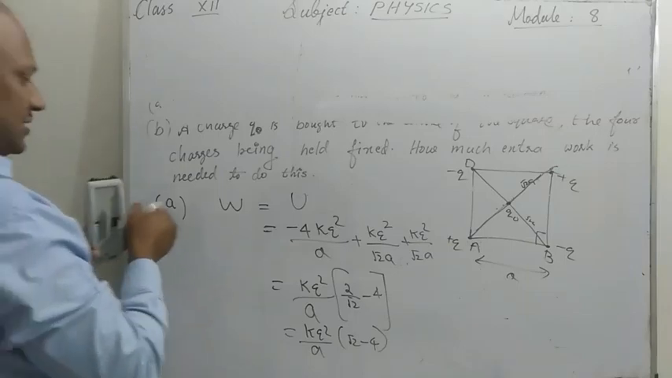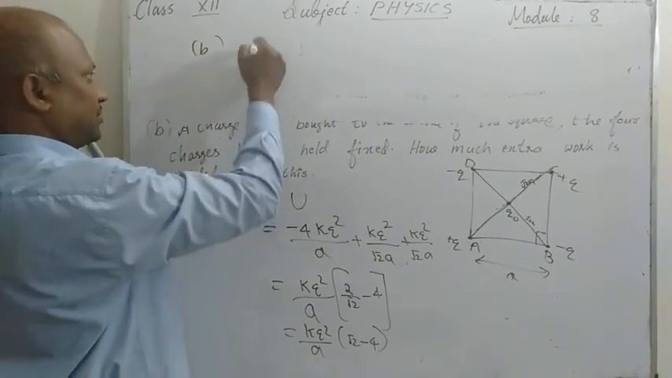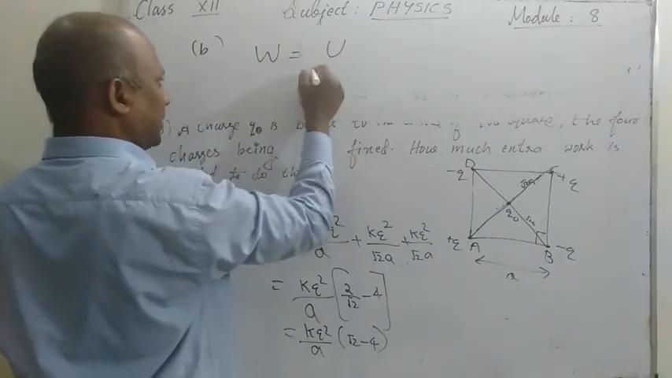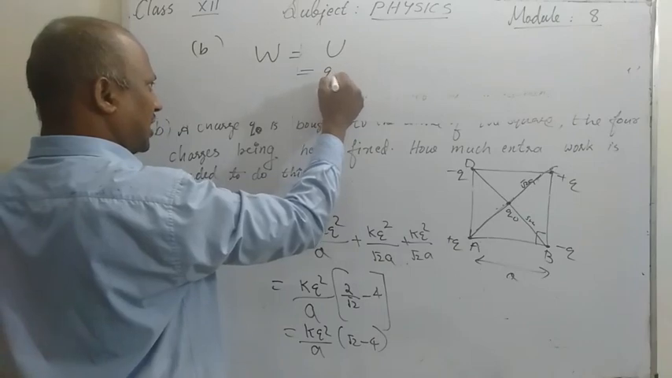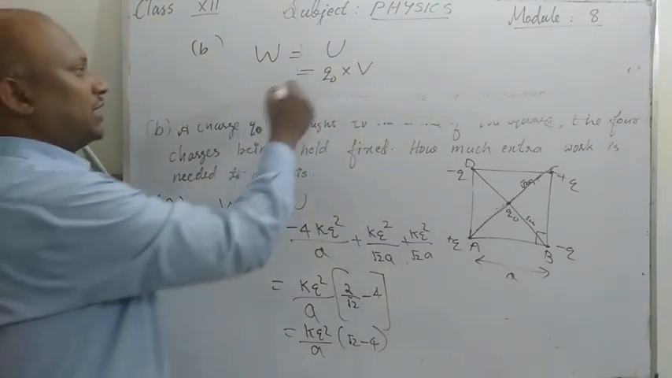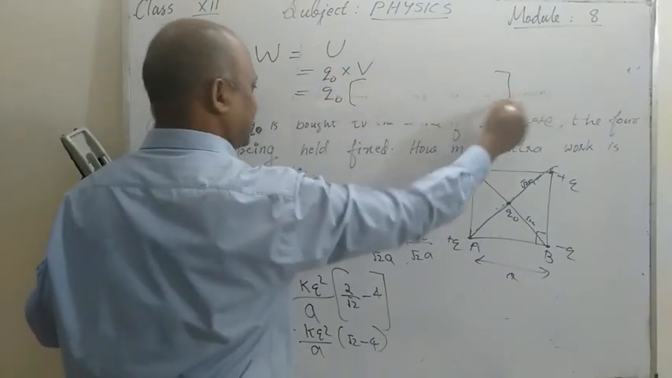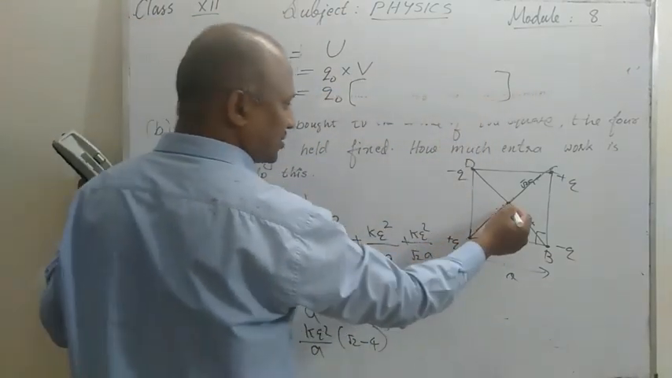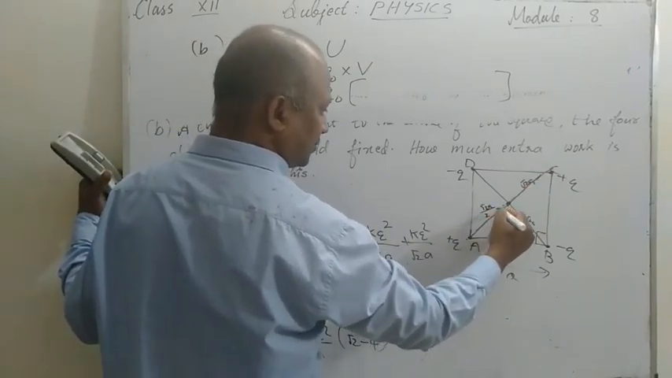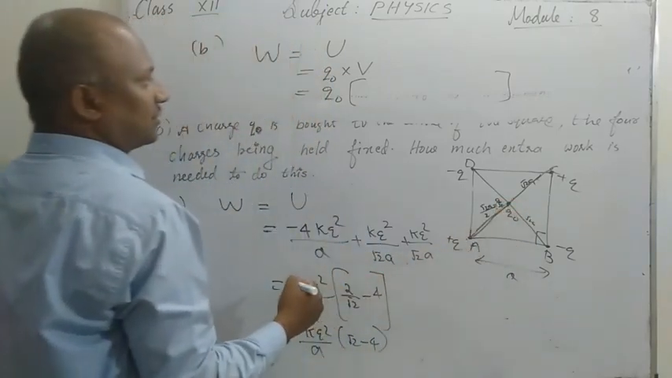So the second part is we are going to bring a charge q naught. So we have another formula. Work done is equal to potential energy, but the potential energy is equal to charge into potential at that point. So what is the potential at that point? At the center, there's a potential due to this charge. So this is root 2 a, this will be root 2 a divided by 2. So it will be a upon root 2, this distance.